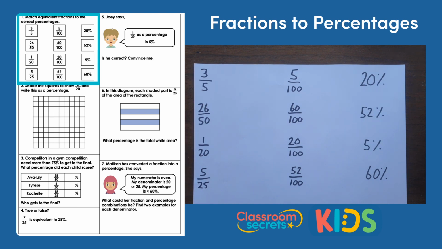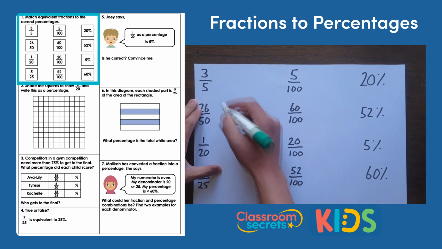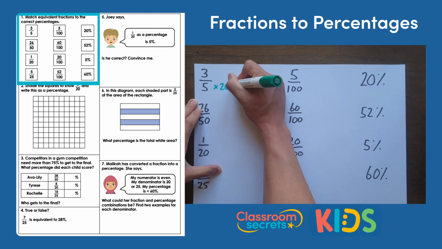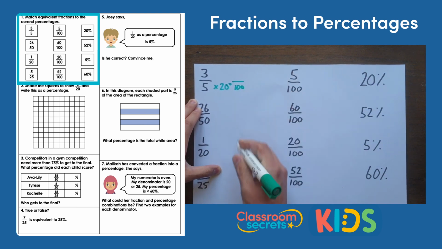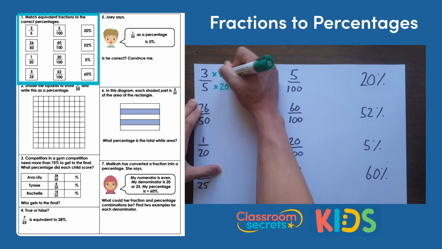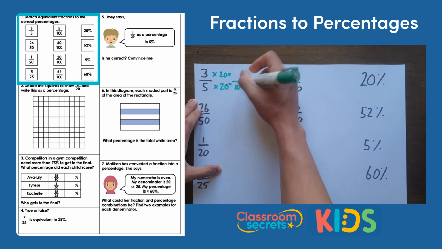So our first fraction is 3/5. So in order to make that a fraction out of 100, we're going to be multiplying this by 20. Because 5 multiplied by 20 will be 100. Because we multiplied the bottom number, we also need to multiply the top by the same amount, so 20. So 3 multiplied by 20, and that will give us 60.